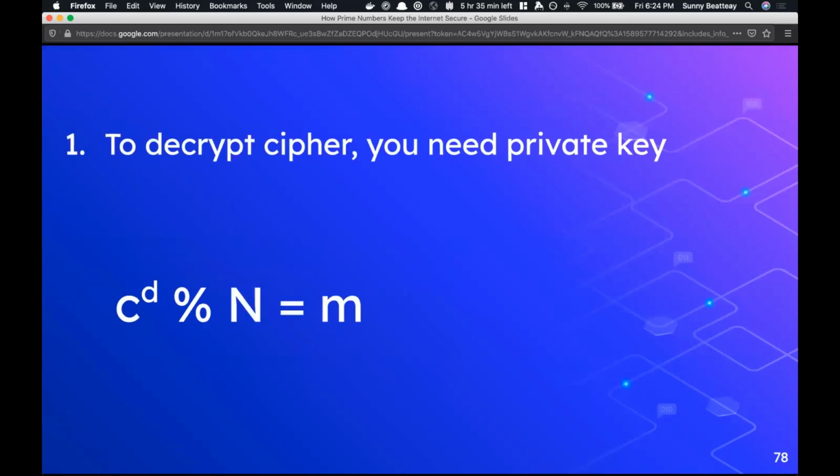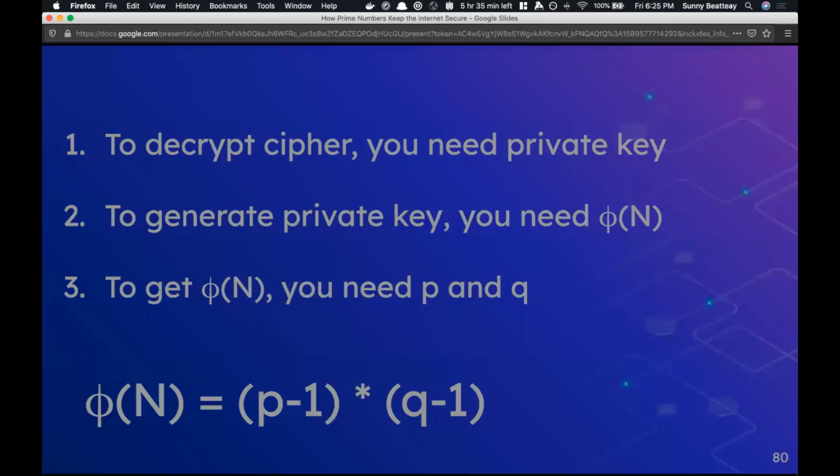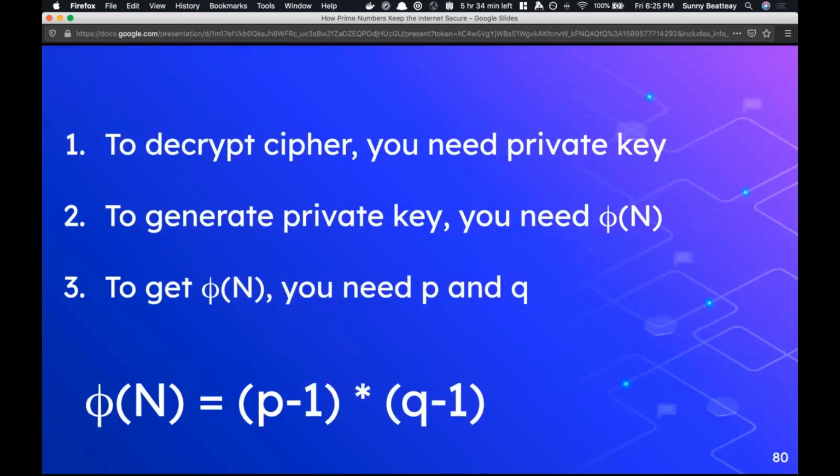If we have a cipher, in order to decrypt it, you need the private key, as denoted by this function right here. Well, in order to generate a private key, we need to know the totient of n, as denoted by this function right here. This is where we solve for d. In order to know what the totient of n is, we need to know what p and q are. As I said before, the totient of n is defined as (p minus 1) times (q minus 1).